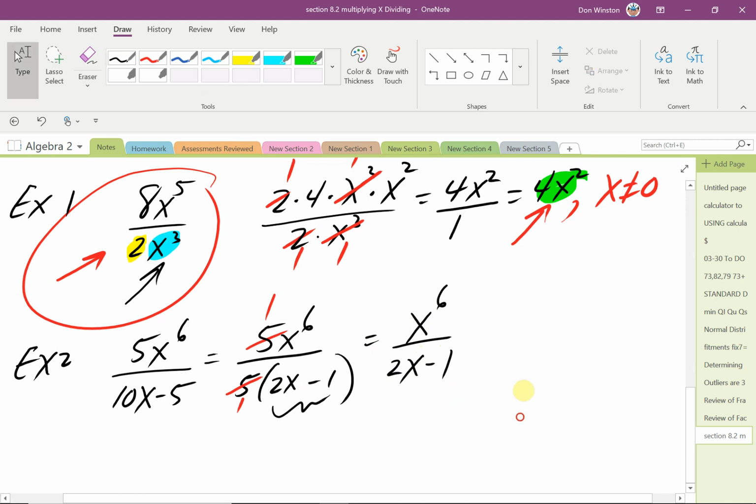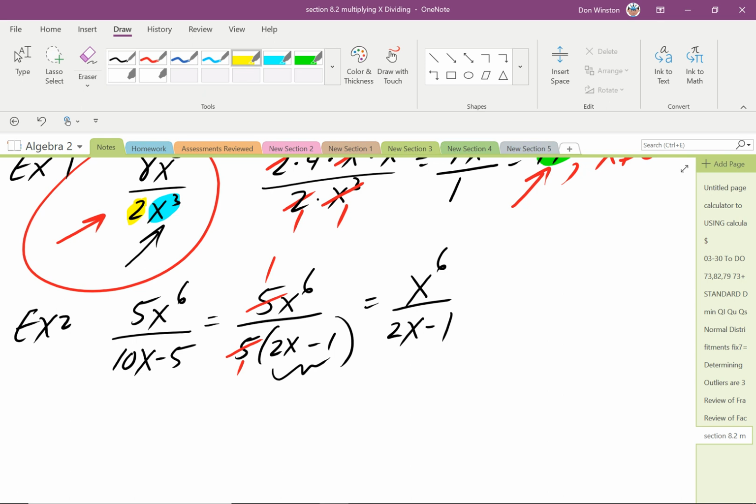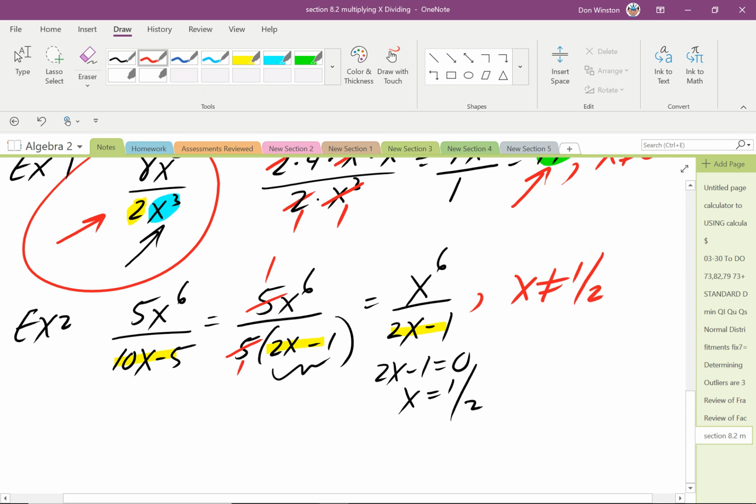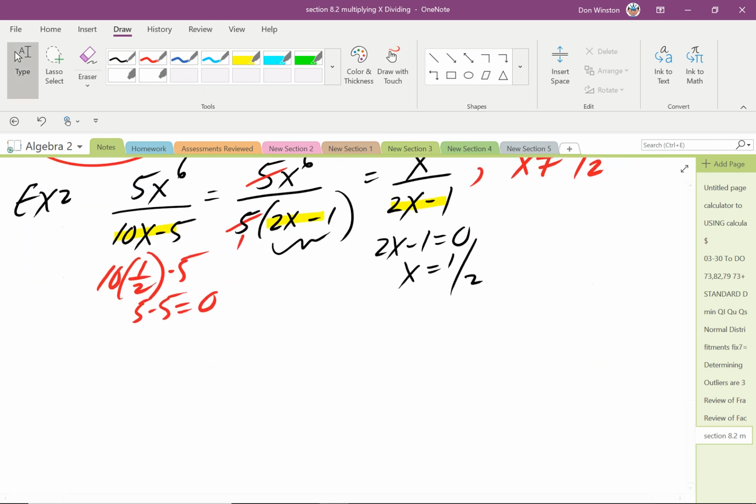So what would be my domain restriction? Well, I can see that my domain restriction would be the 0 of the denominator, or 2x minus 1 equals 0, x equals 1/2. So x is not equal to 1/2. Otherwise, I'd get 0 in the denominator. Or if I go back to the beginning, 10 times 1/2 minus 5 is 5 minus 5 equals 0. So my final answer is x raised to the 6 over 2x minus 1 with the restriction x not equal to 1/2. Another example, example 3 here.